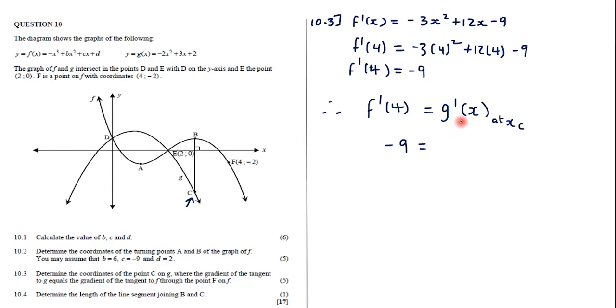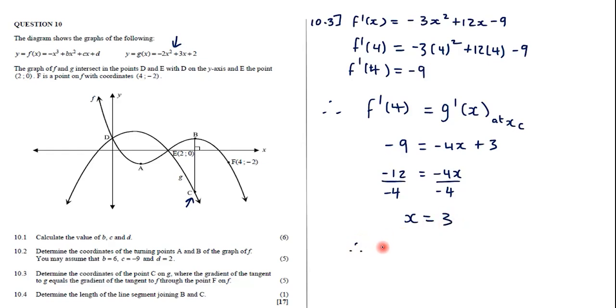Now what is the derivative of g of x? Knowing exactly what g of x is, our derivative is going to be minus 4x plus 3, right? And then from here I'm going to use that to solve for the x coordinate of c. So take this across, then it gives you minus 12, and then you get minus 4x, and then you divide this by minus 4 and this by minus 4, and then x becomes 3.